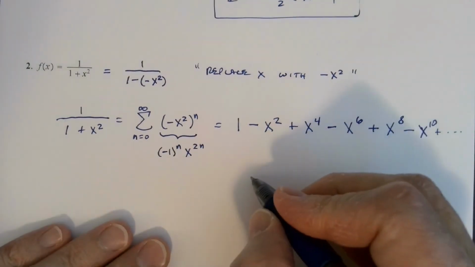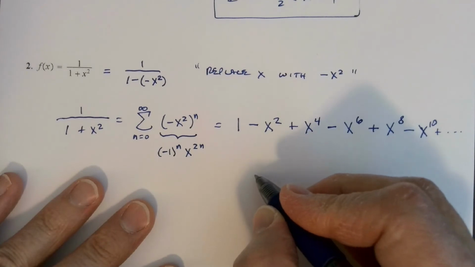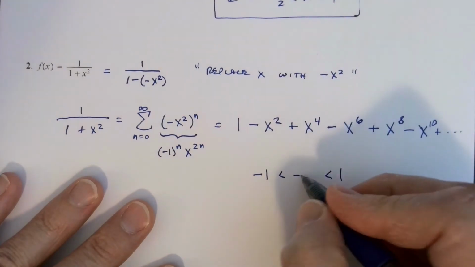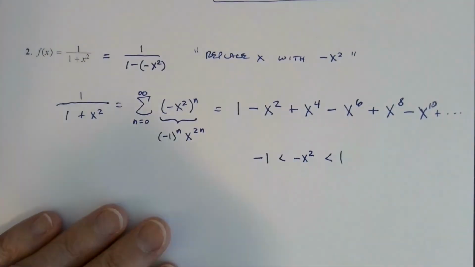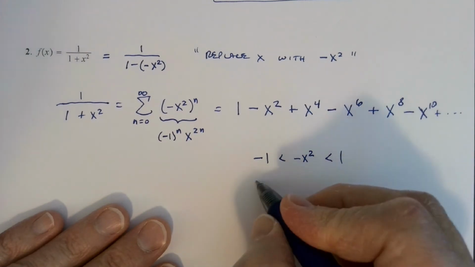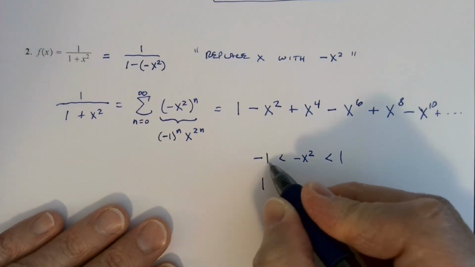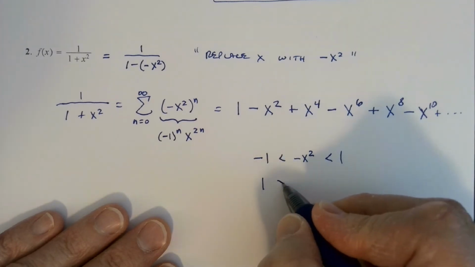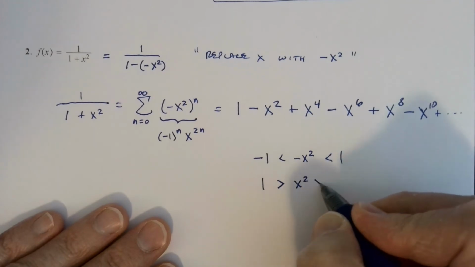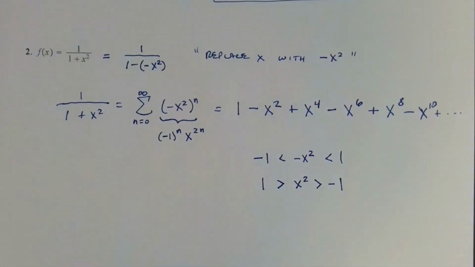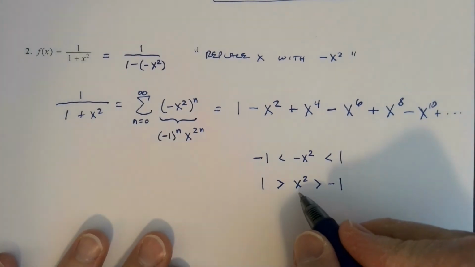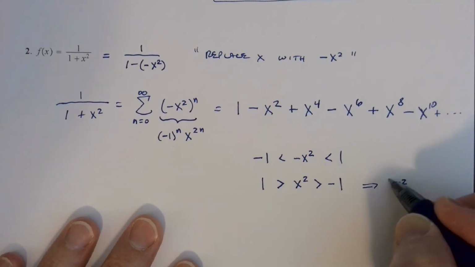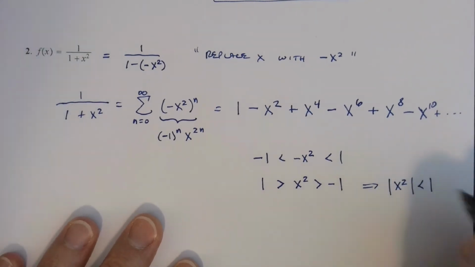And what's the interval of convergence? Remember, x was between -1 and 1. We replaced x with negative x squared. Now, first of all, I'll multiply everything through by -1, and when I do that, notice when I multiply by a negative quantity, what happens to our inequality? It changes direction. So x squared is now between -1 and 1. Another way of saying this is simply to say that x squared in absolute value is less than 1.